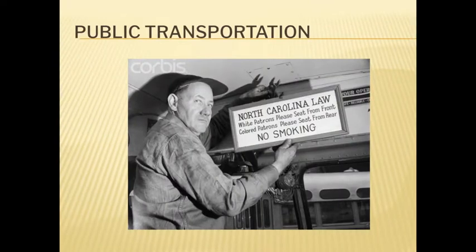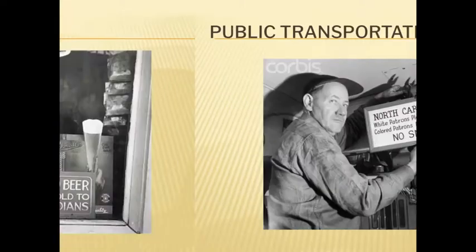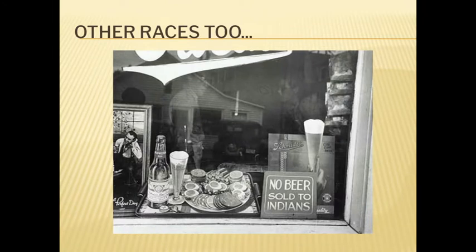And public transportation, we all know, very famous case of Rosa Parks not wanting to give up her seat to a white patron on the bus. So again, white patrons sit in the front, colored patrons sit in the rear. And then other races were also discriminated against at this time, which sometimes we forget that Jim Crow played into anyone who was non-white. And so notice there is no beer to be sold to anyone who is Indian.